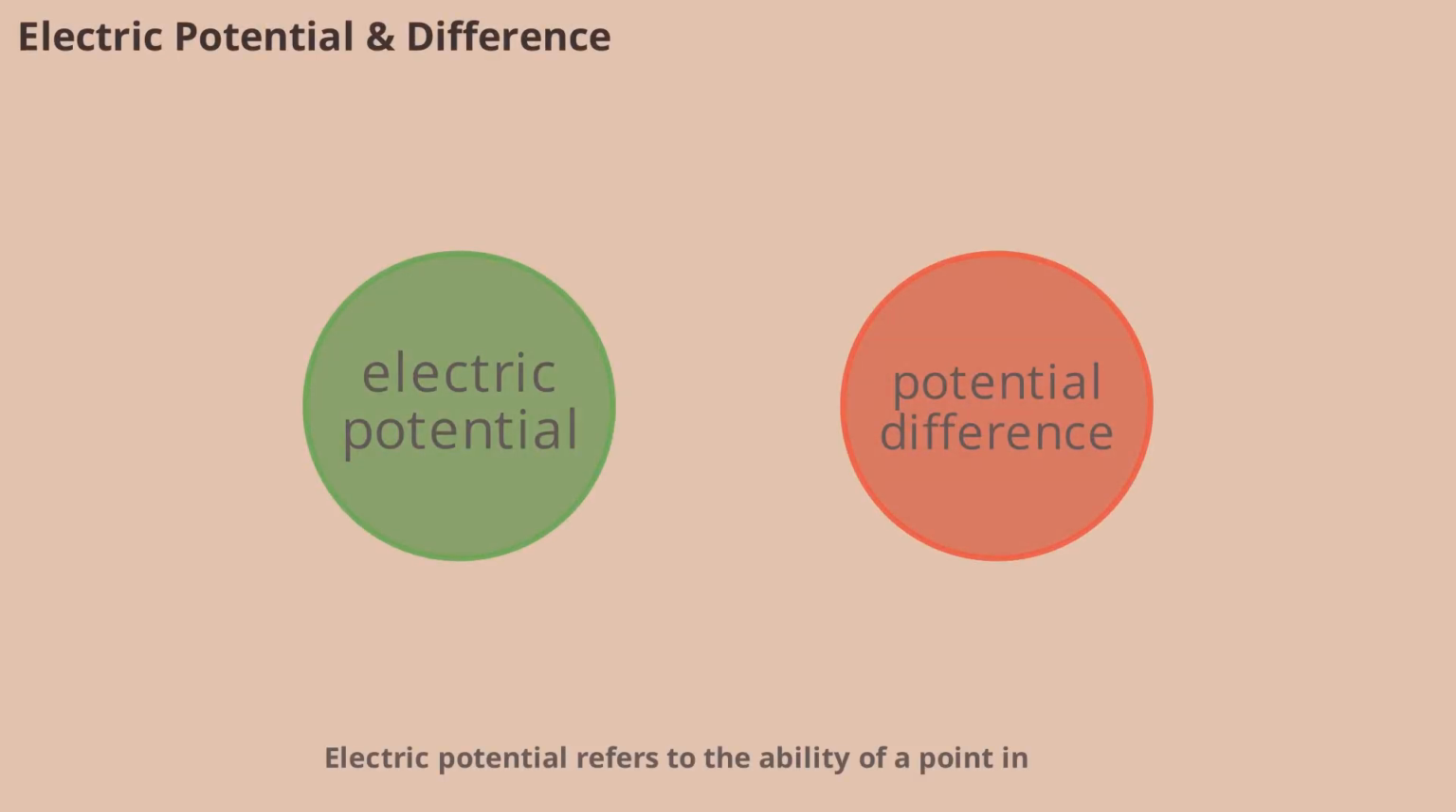Electric potential refers to the ability of a point in a circuit to do work due to its electric charge. Think of it as the pressure that pushes charges through a circuit. The potential difference, or voltage, is the difference in electric potential between 2 points. It's what drives the current from one point to another. Voltage is measured in volts using a voltmeter. Without a potential difference, there would be no flow of current in a circuit.